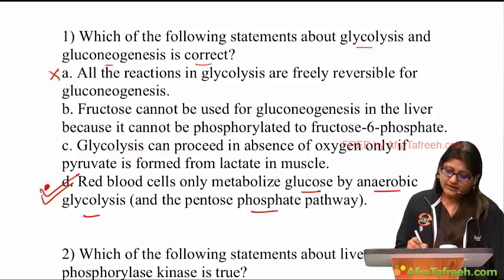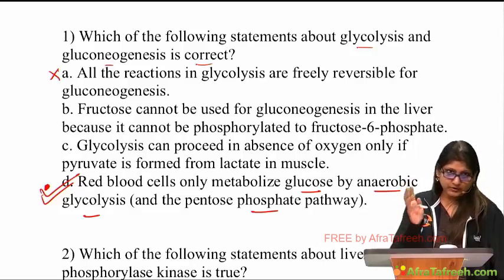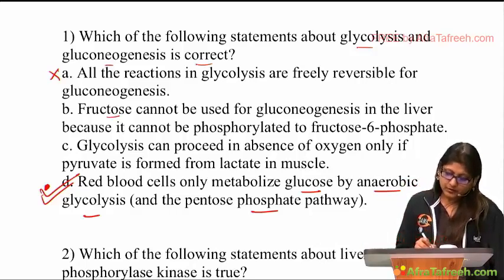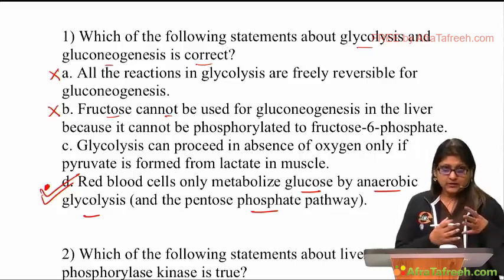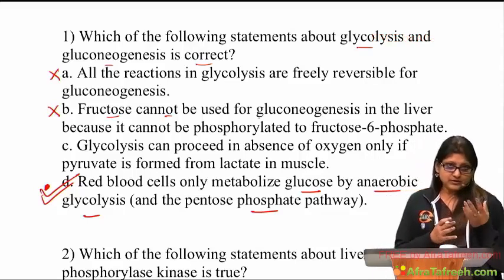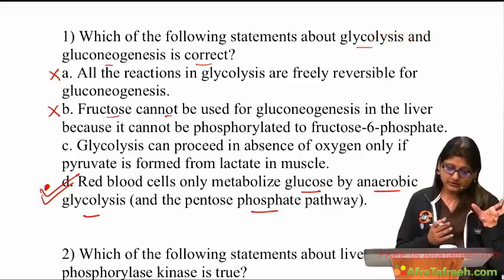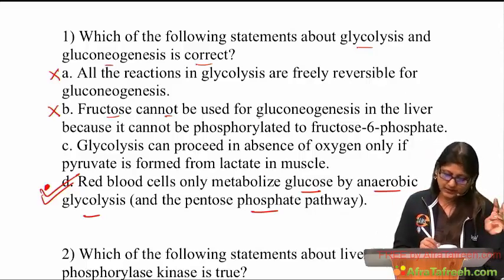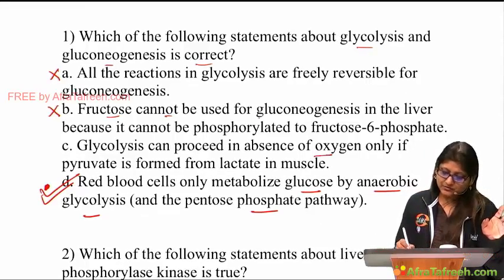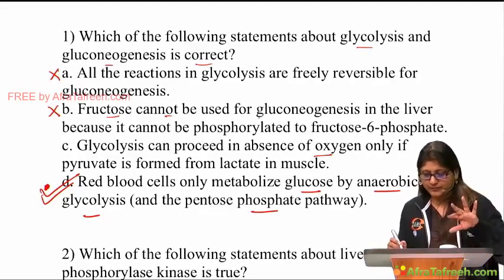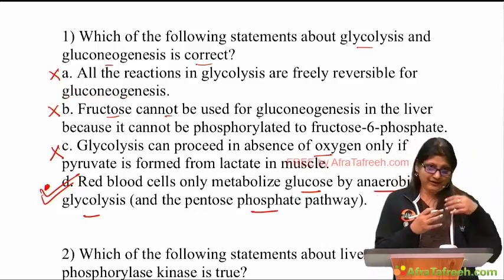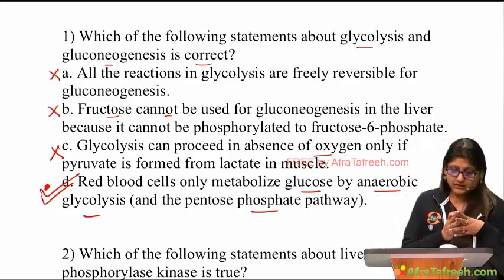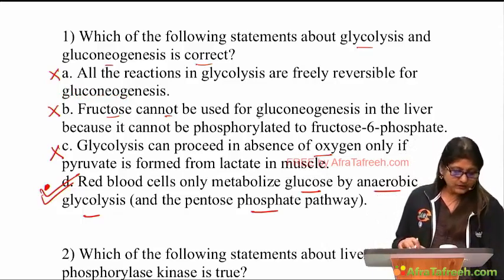Why? All the reactions in glycolysis are reversible is wrong. I have told you there are only 3 reactions which are irreversible, all the remaining are reversible. Fructose cannot be used for gluconeogenesis is wrong. Fructose is a carbohydrate. To call it gluconeogenesis, we need a non-carbohydrate precursor. So fructose can never be a gluconeogenic substance. Glycolysis can proceed in absence of oxygen only if pyruvate is formed from lactate is again wrong. It can proceed in anaerobic condition only when lactate is produced from pyruvate. That is the correct statement, right? So the answer is D.